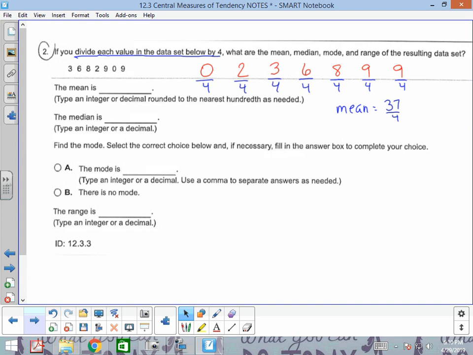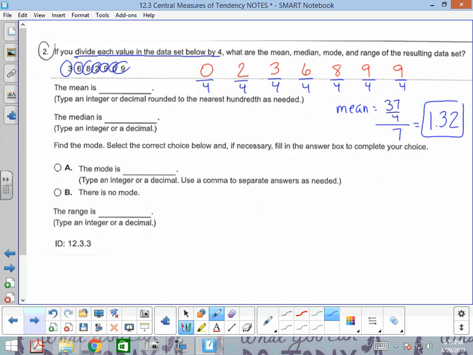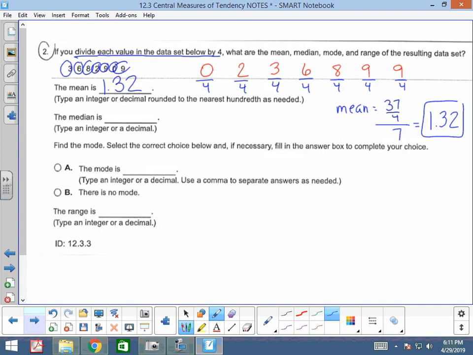And now I'm going to divide by how many numbers there are. So originally there was 7. Here I have 7. So I'm going to divide by 7 and then round to the hundredths place. So the mean is 1.32 of all of those numbers after you divide each one of them by 4.